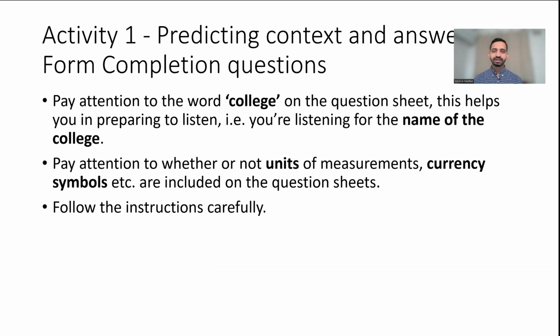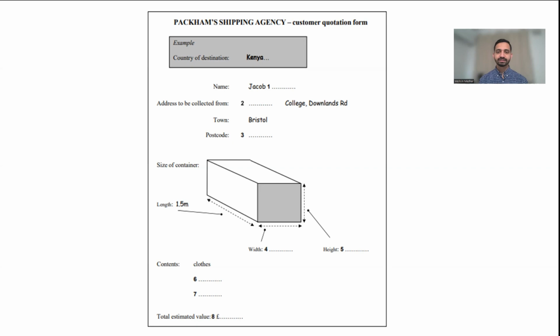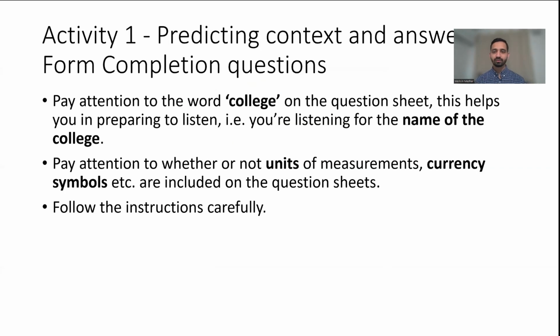So in terms of predicting context and answers in form completion questions, pay particular attention to the word college, right? So if you go back, it says college. So what kind of information are you looking for? You're looking for the name of the college, right? The name of the college.